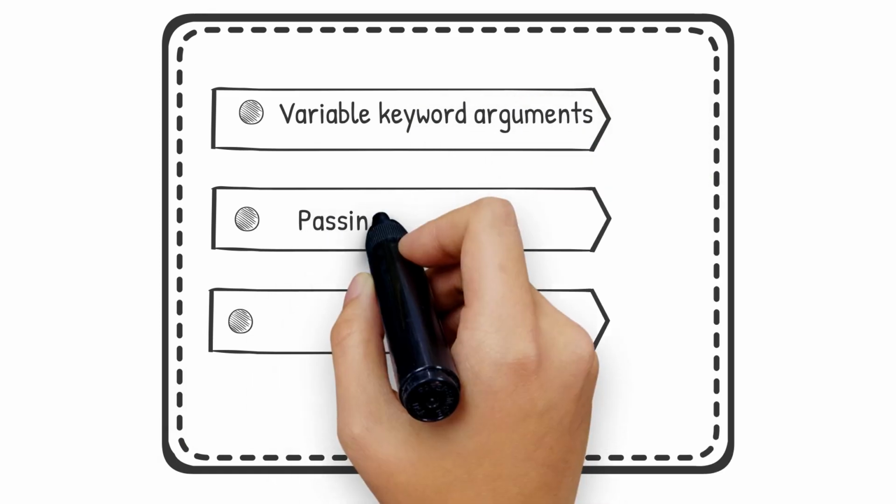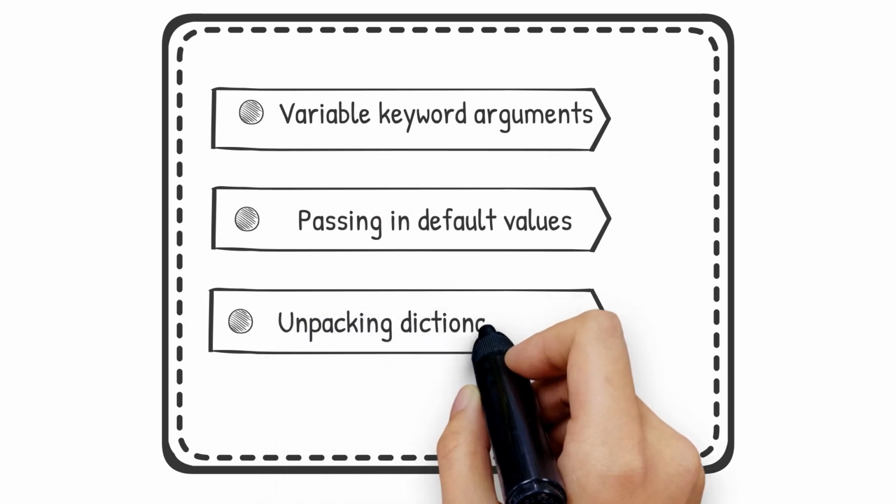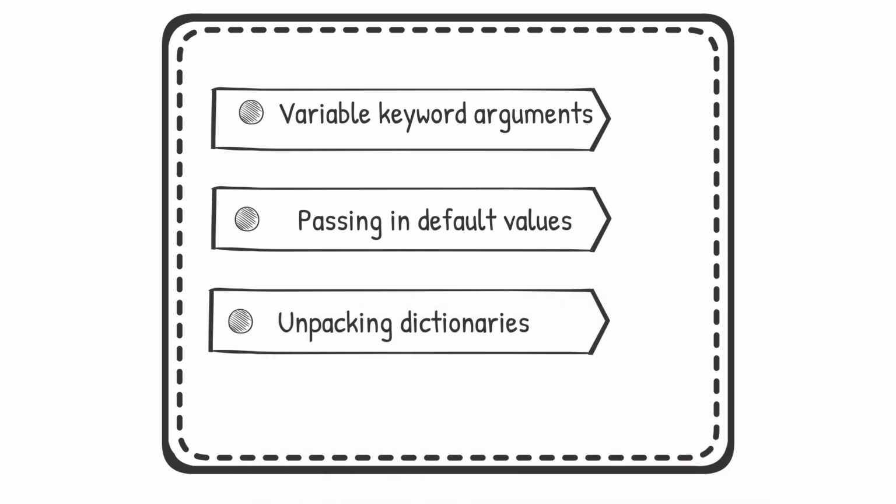There are a few more concepts to understand with respect to functions. One of them is variable keyword arguments. Another one is passing in the default values. And finally, unpacking the dictionaries and a couple more. I would highly suggest you refer to the ebooks to understand them in detail.